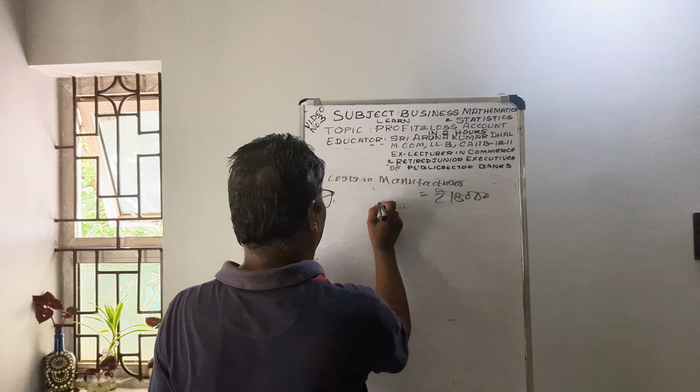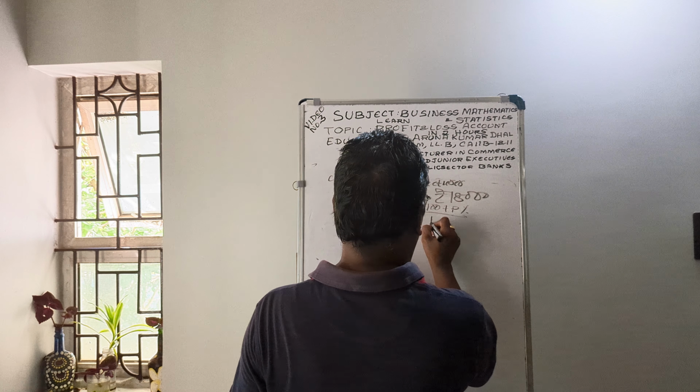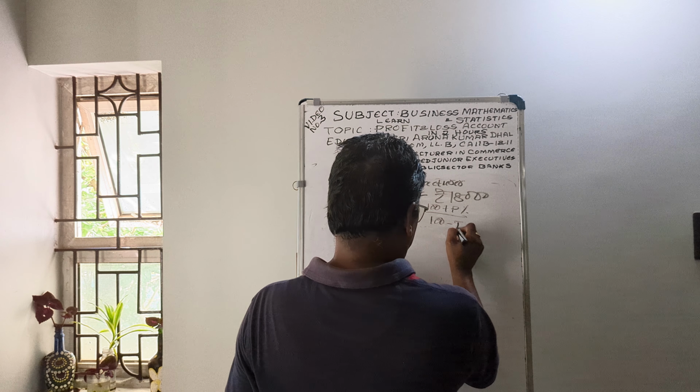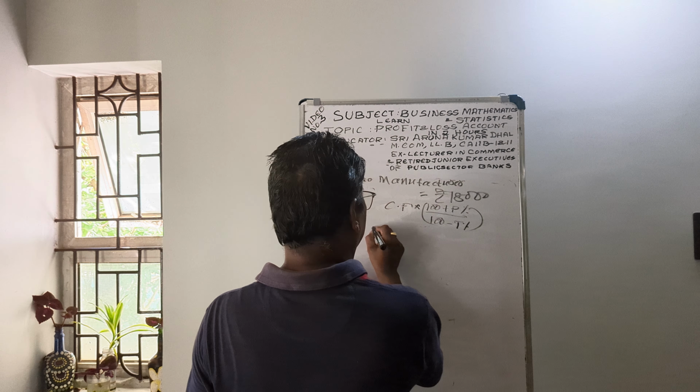Cost price into 100 plus profit percent divided by 100 minus trade discount percent. This is the formula we can put to get the answer. Cost price here is 18,000. Suppose profit is 20%, so 100 plus 20. Suppose discount is 10%, so 100 minus 10. So it is 18,000 into 120 by 90, which is 24,000. 24,000 is the manufacturer's price.